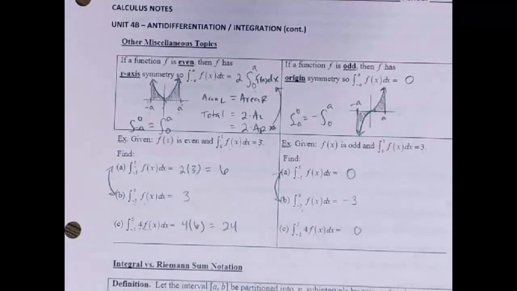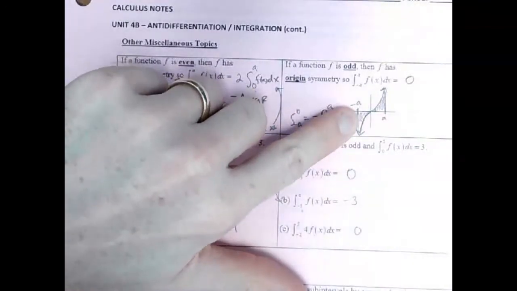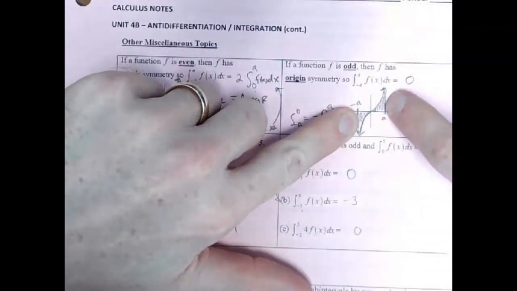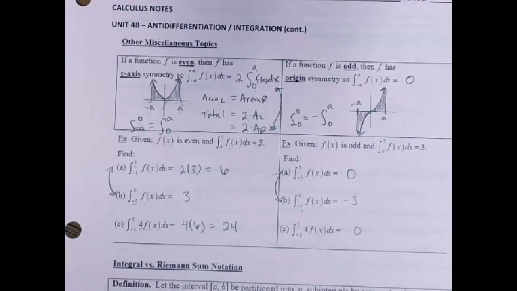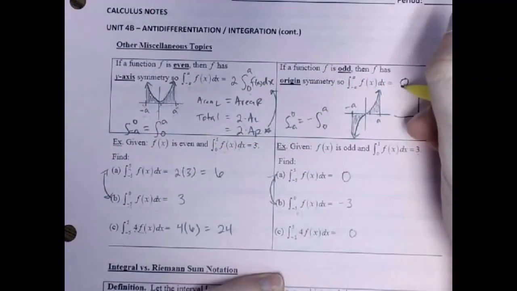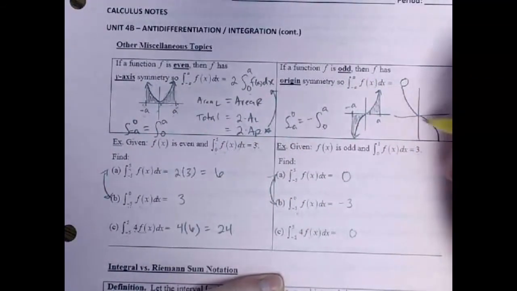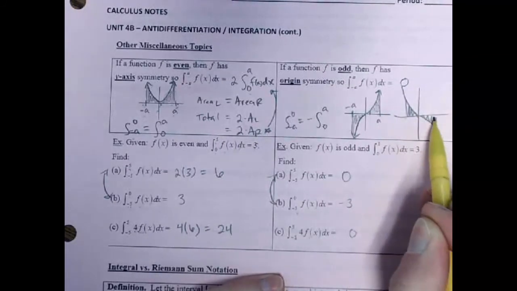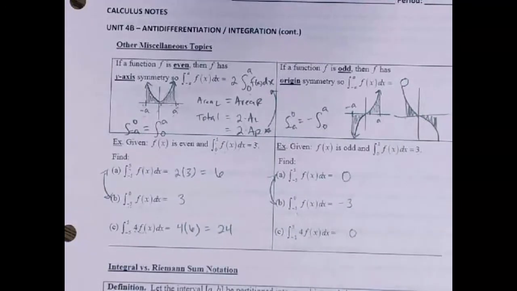Okay, so odd functions means symmetrical about the origin, which means the left side and the right side are going to match, but one's above, one's below. It doesn't have to be that the left side's the negative and the right side's the positive. That's just the example I drew. You could have just as easily had something like this, and then that relationship would still be the same. From negative a to a, they would cancel out because they're the same regions, but one's above, one's below.